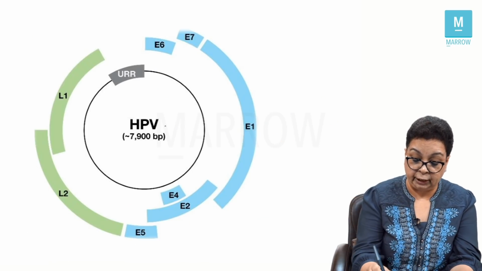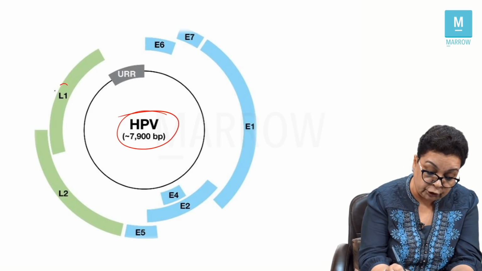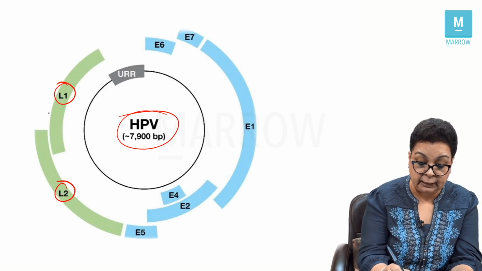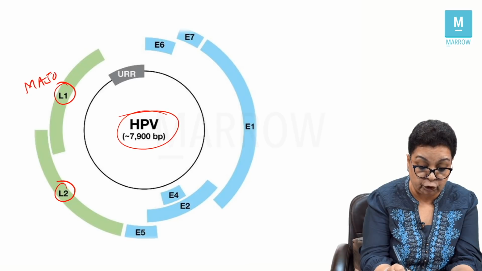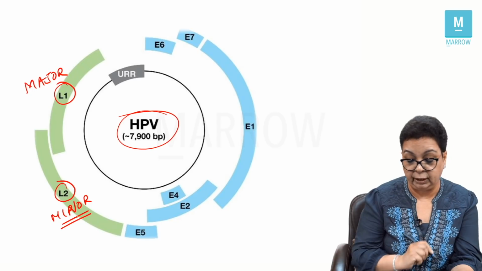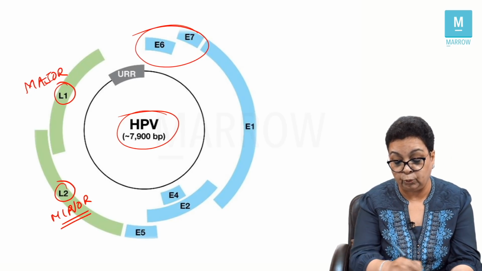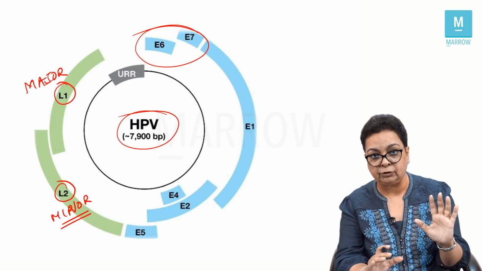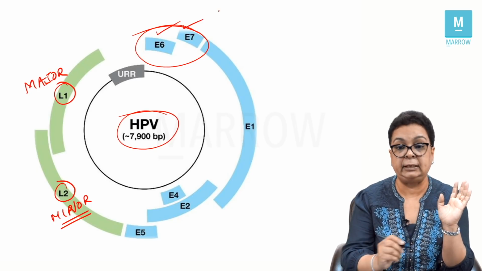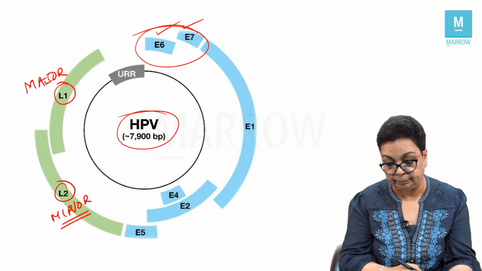So that's our human papilloma virus genome, which is encoding 2 structural proteins, L1 and L2. L2 is the minor capsid protein, this one, right? L1 is the major one. And those are our oncoproteins. There are 6 non-structural proteins, out of which E6 and E7 are the oncoproteins. We've already discussed about them, right?